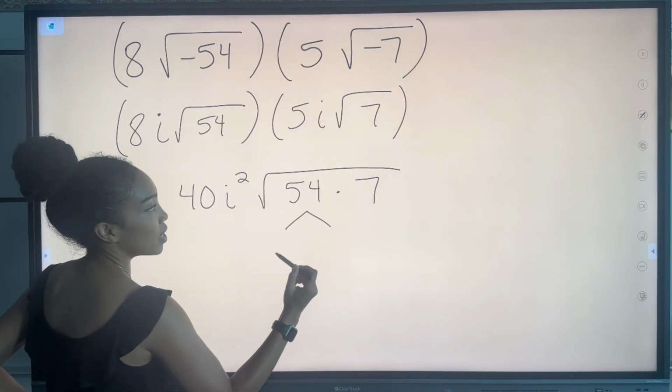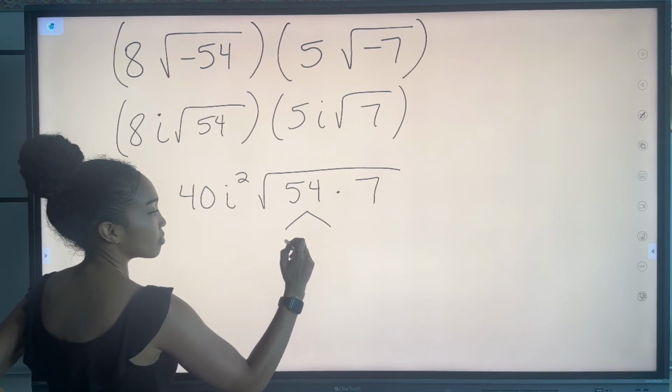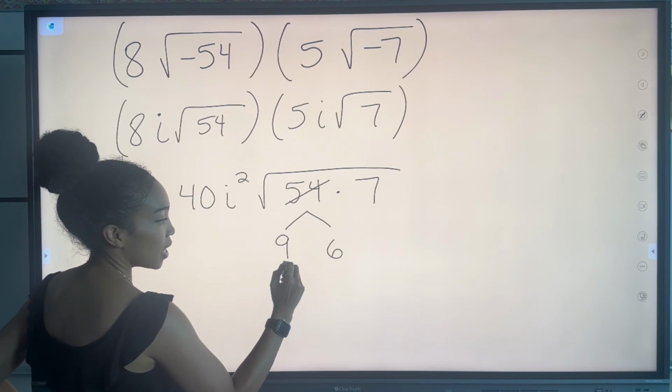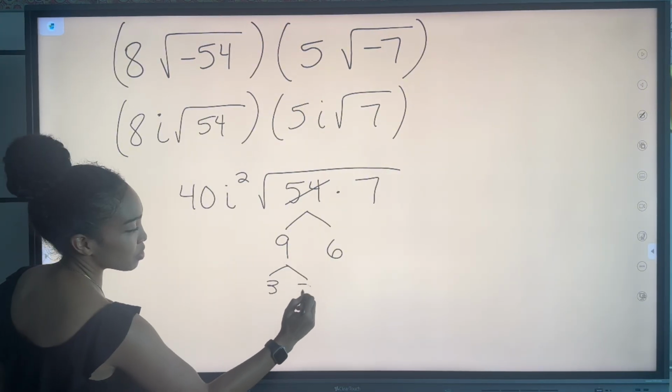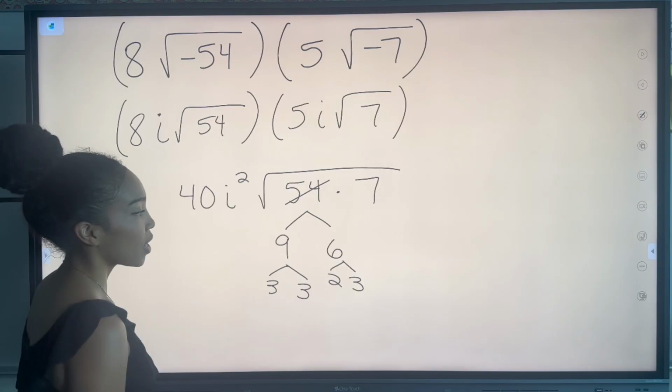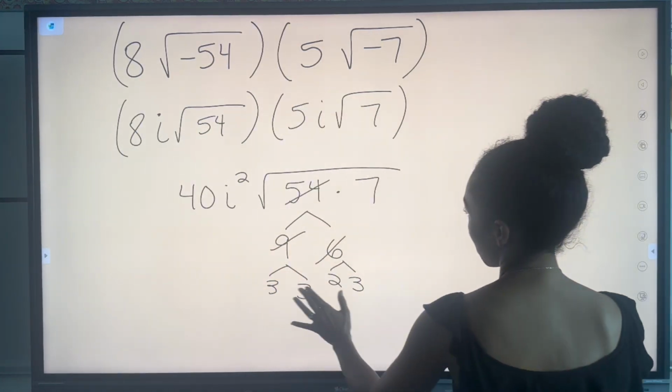54 can be what? 9 and 6. Yep, 9 times 6 will give you 54. And 9 can be 3 times 3. 6 can be 2 times 3. Okay, so it's all broken up into the smallest parts.